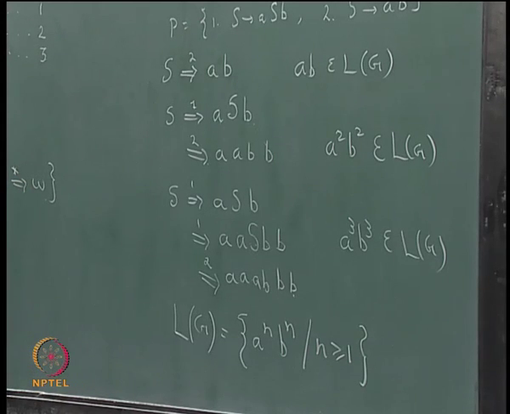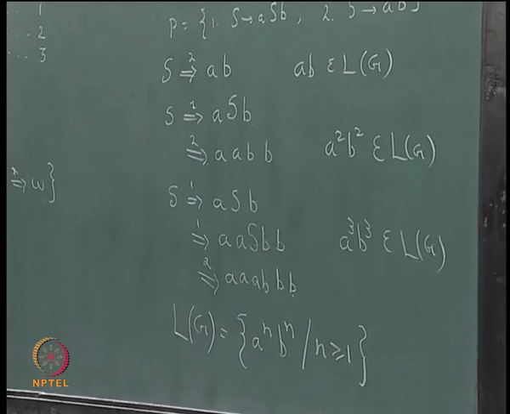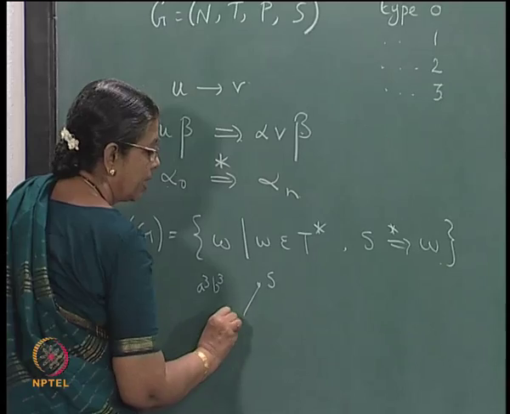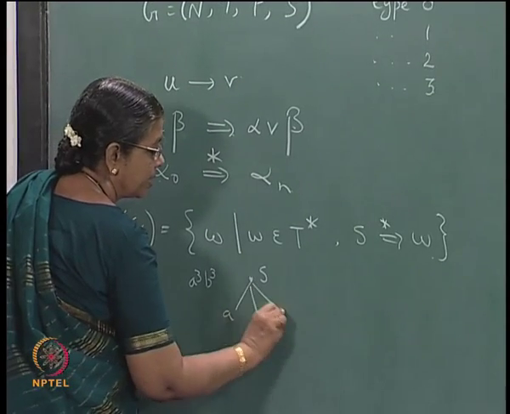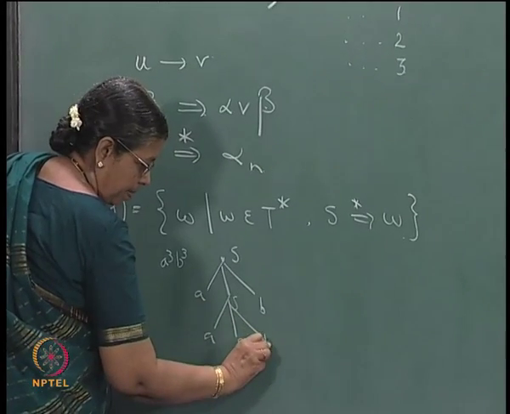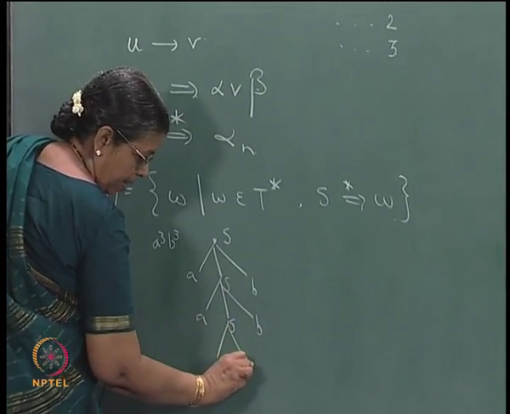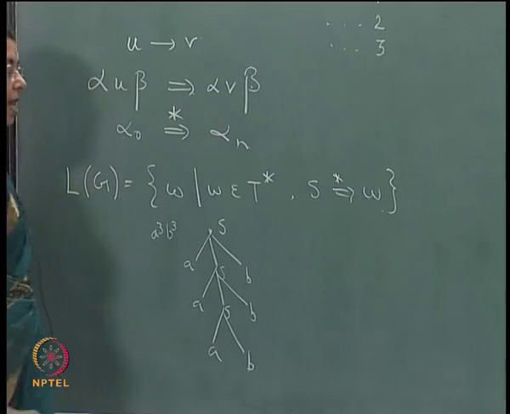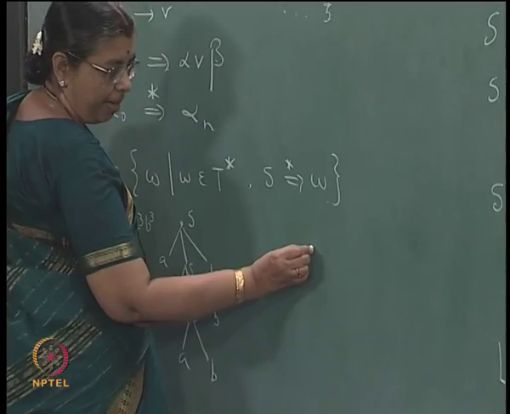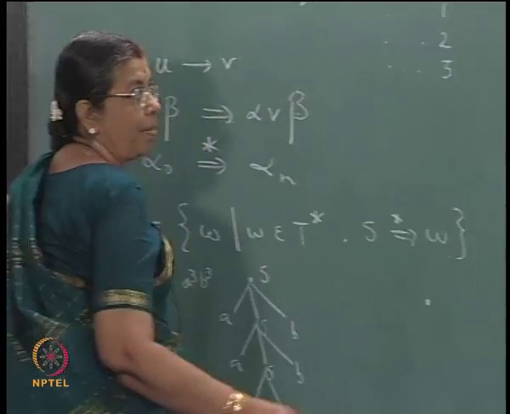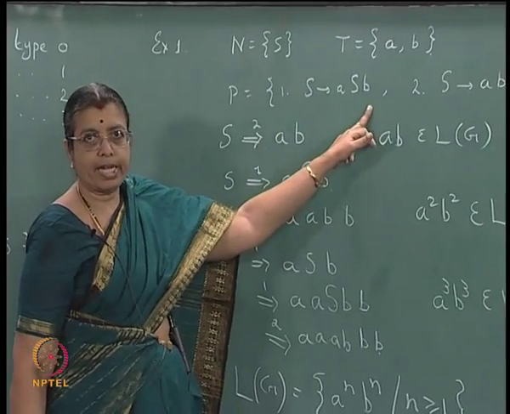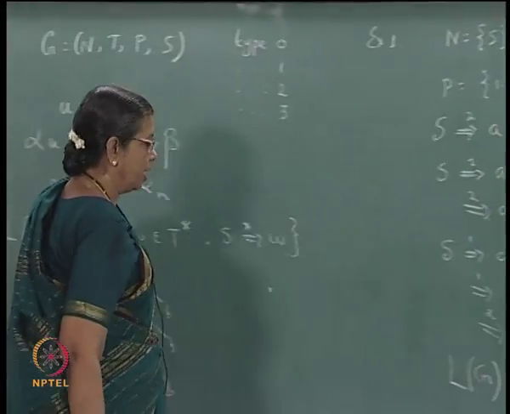In general, the derivation tree, take A cubed B cubed, the derivation tree will be like this: S, A S B, A S B, A B. This is a type 2 grammar because on the left hand side you have a single non-terminal, and on the right hand side you have a string. So, this is type 2 or context free grammar.